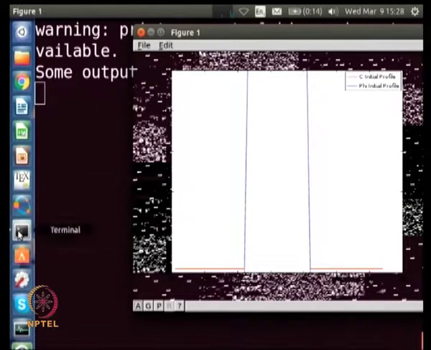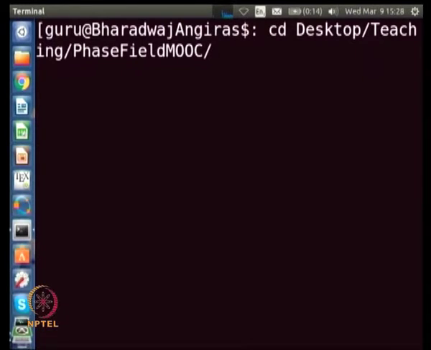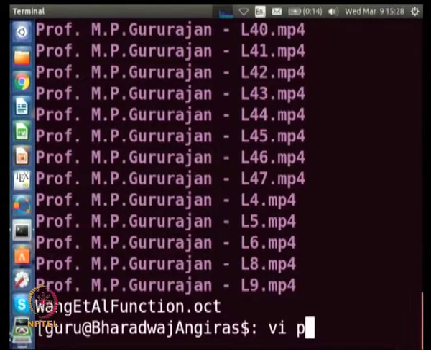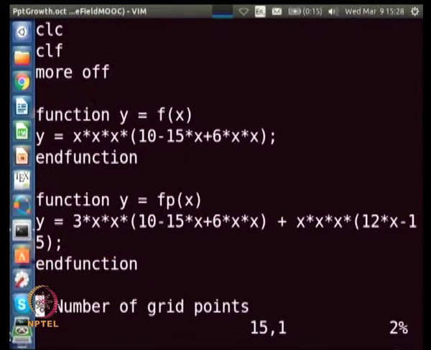As it is running, let us take a look at what the code is doing. So what does the code contain? First we clear all the variables from the memory, and then I define the function. This is the Wang function, and then I define the derivative of the Wang function with respect to phi. This is called f and this is called f prime, so that is why it is fp.